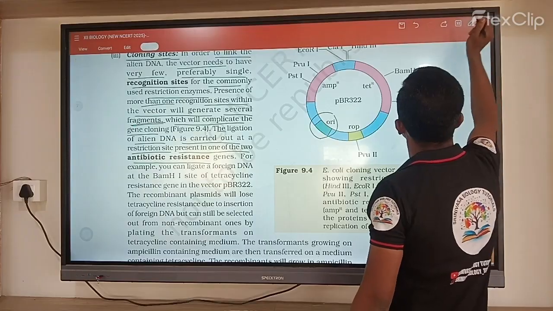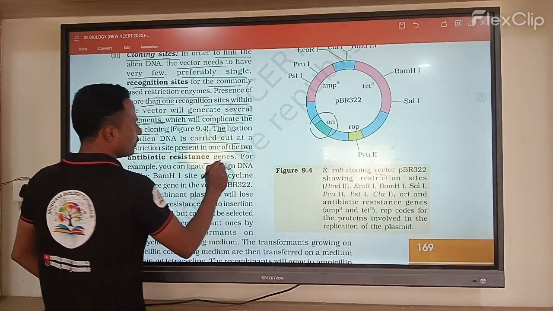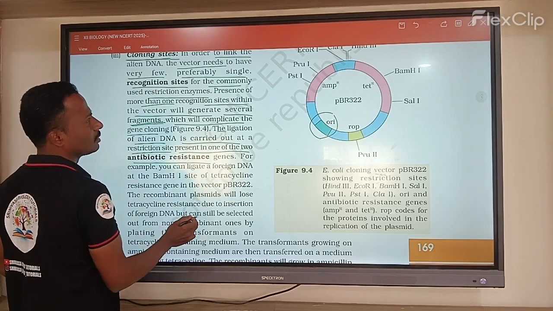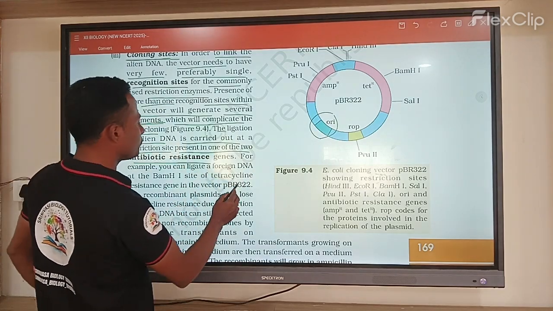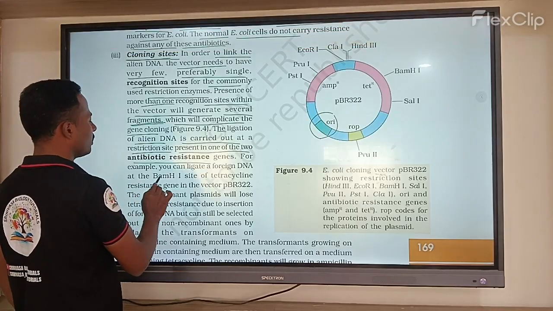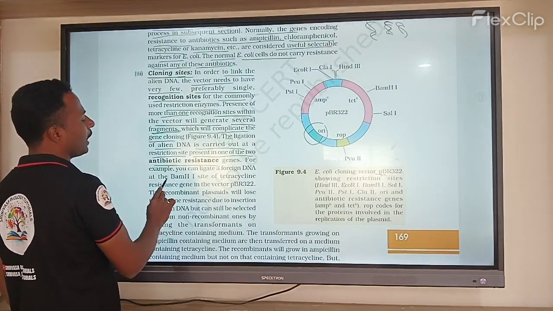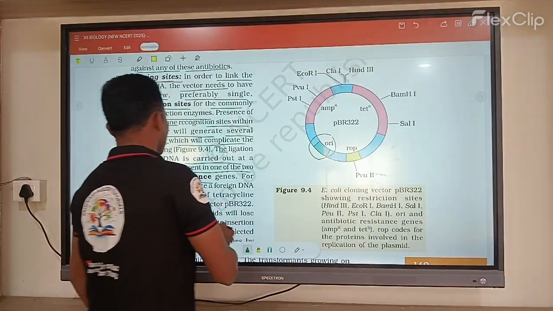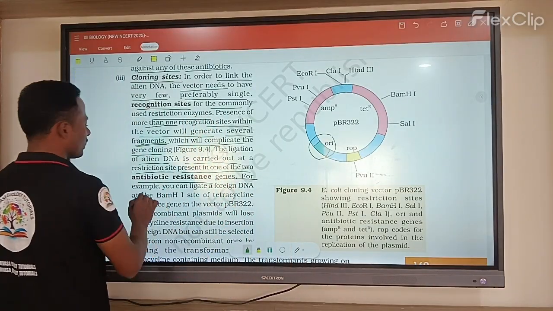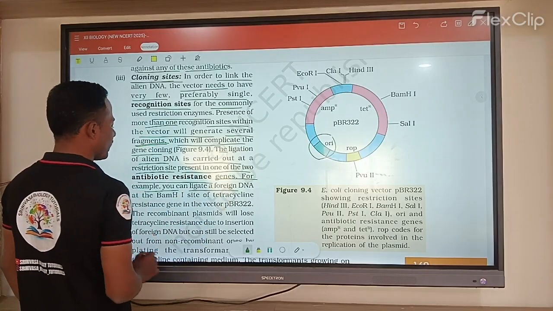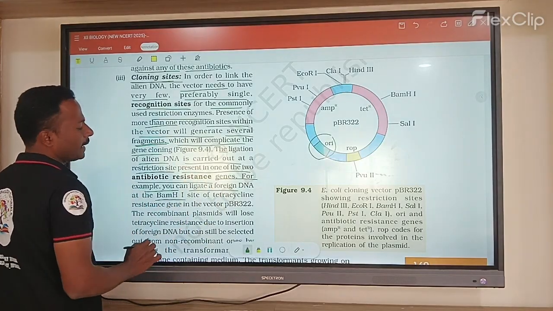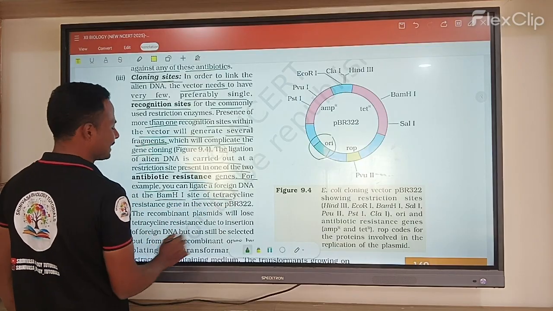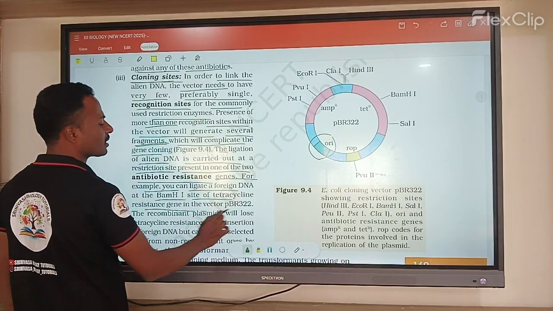Here, for example, you can ligate foreign DNA at the BamHI site, the site for the tetracycline resistance gene. BamHI is a site in the tetracycline resistance gene of the vector pBR322.